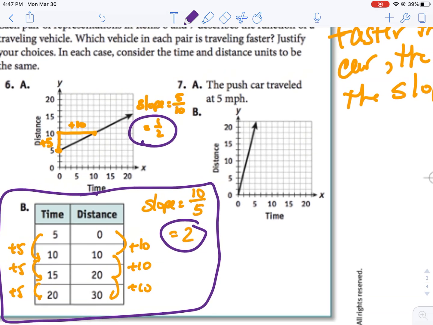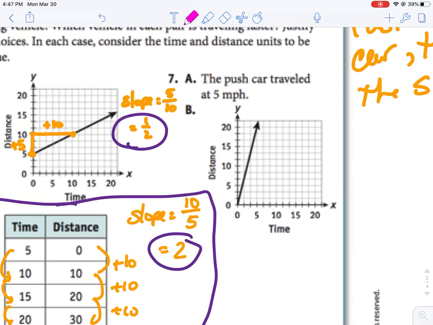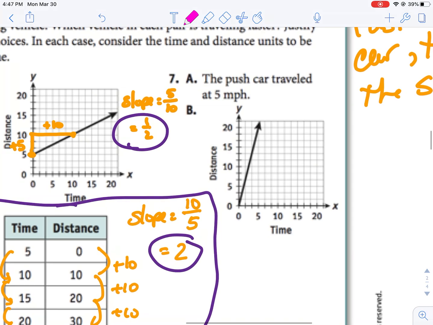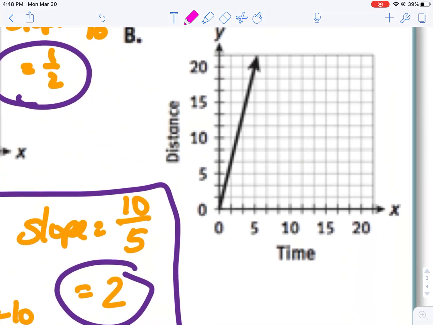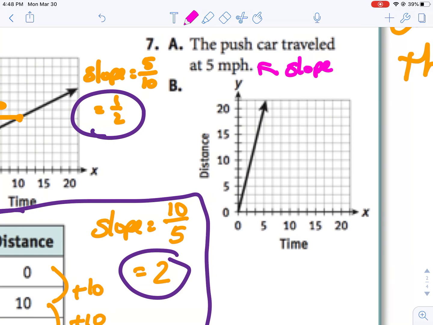All right, if we take a look at number 7, we're going to do the exact same thing, except the first part gives us words. It says the push car traveled 5 miles an hour. So we know that speed is our slope. Each hour it goes 5 miles, so it would go up 5 over 1 on the graph. And if we look at this particular graph, we've got to find the slope there.